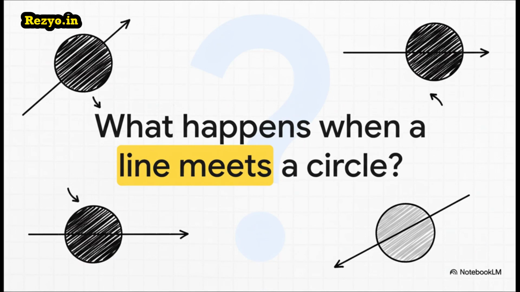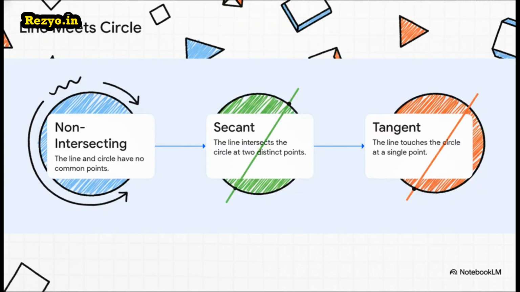First things first, let's ask the most basic question we can. If you've got a line and a circle sitting in the same space, how can they actually interact? You might think it's obvious, but there are a few very distinct possibilities we need to get straight. So it turns out there are really only 3 ways this whole thing can play out.